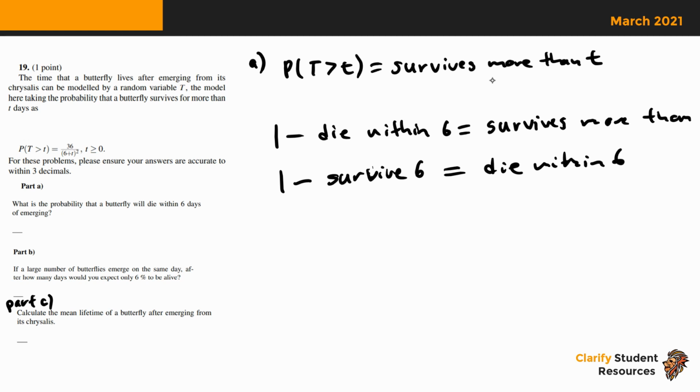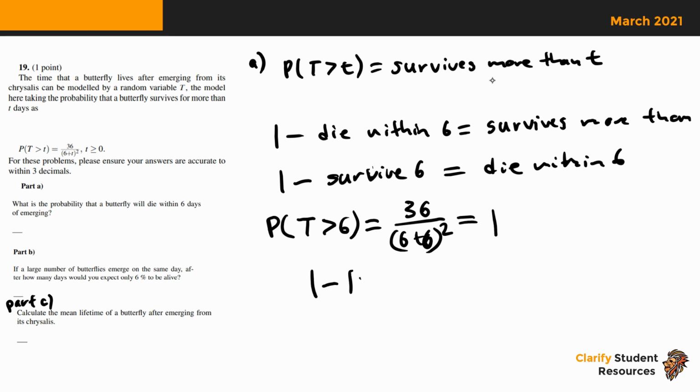So all we have to do here is find the probability that it's going to survive more than 6 days, which is P(T greater than 6), which is equal to 36 over (6 plus 6) squared, which is equal to 1 in this case. So it's going to be 1 minus 1. So the probability of it dying within 6 days is actually going to be 0%.